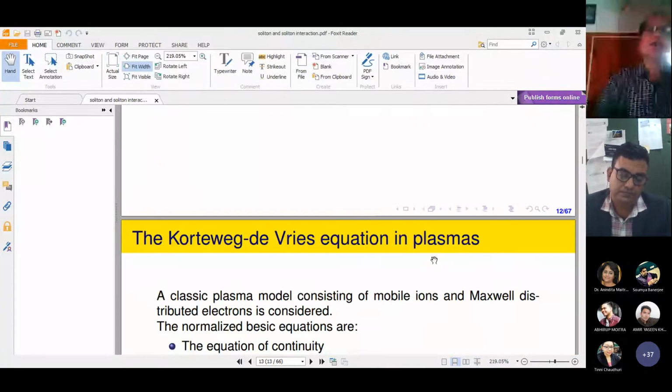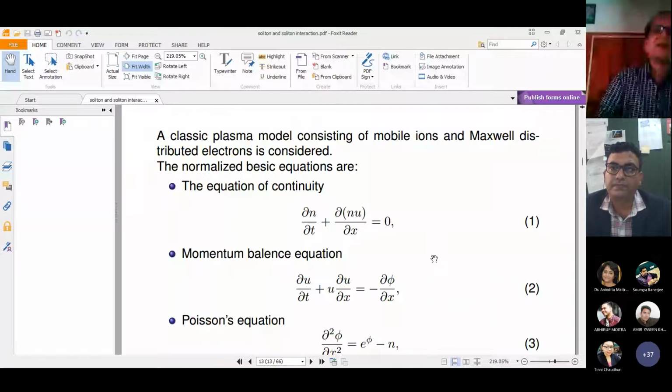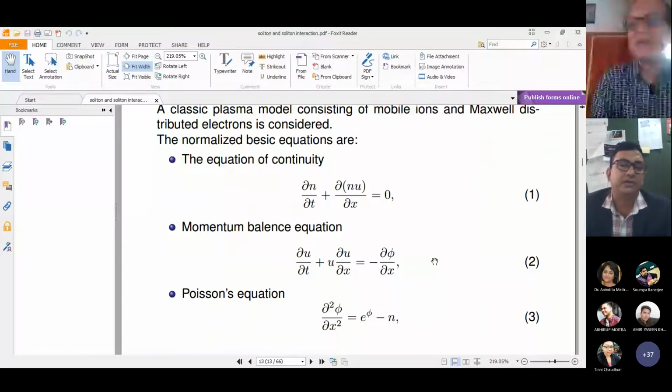In my first part, I have just shown how a system is modeled, how from a physical system an equation is evolved. So naturally, for physics, there are two very fundamental principles: one is homogeneity of space and time, another is isotropy of space and time. Due to homogeneity and isotropy of space, we get the equation of continuity, equation of momentum balance, and equation of state. Here we consider the equation of continuity, equation of momentum balance, and Poisson equation.